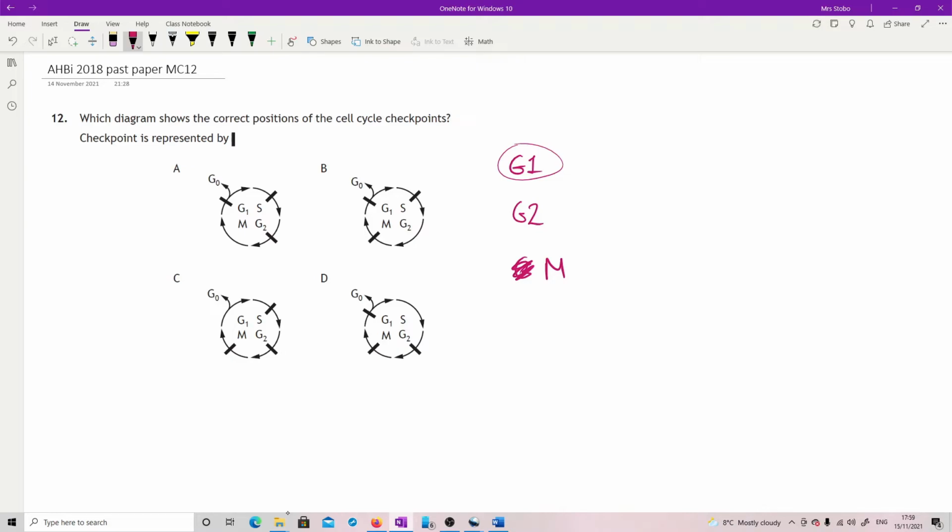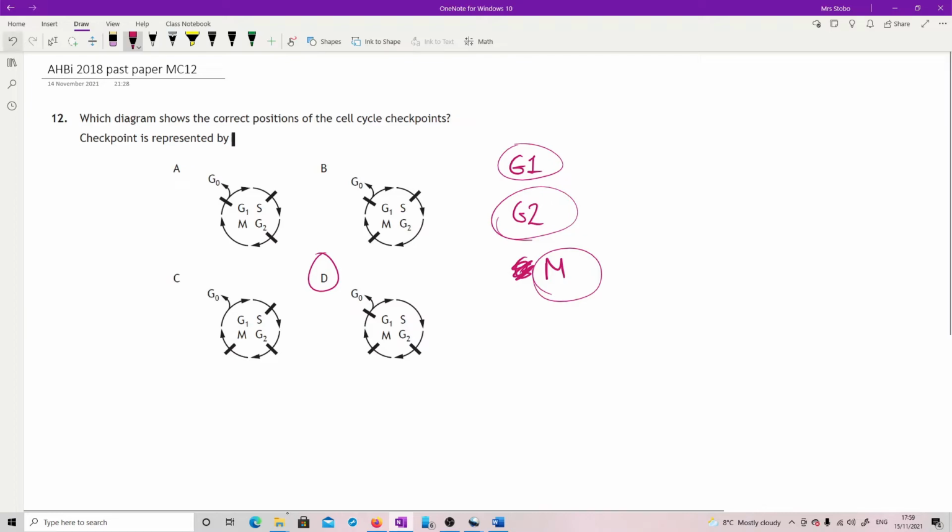You then have a checkpoint once you've come out of it to make sure that all your synthesis has happened, at G2, and then you have a final kind of commitment issue. You've got to check that everything's okay at mitosis. That's the final one. Once you get past that, you're committed to division. So I'm looking for a G1, a G2, and an M, and so look at what you've all got here, and it's just here that you have that.